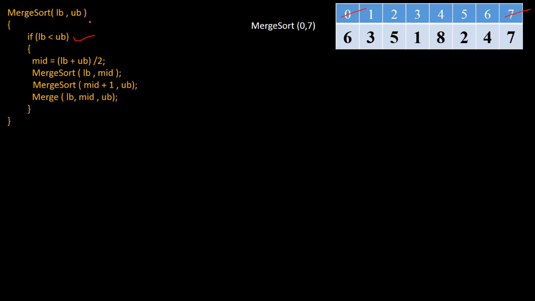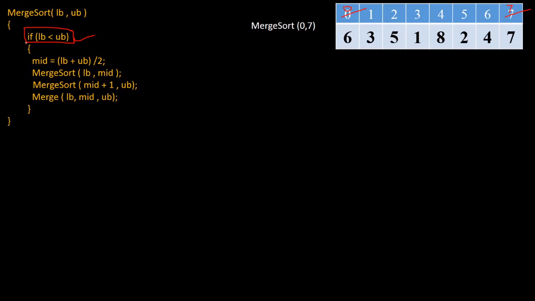Initially, what is your lower bound? It is 0. And what is your upper bound? Upper bound is 7. So we give the values 0 and 7 to merge sort. In this merge sort, we have an if to compare the condition. Why is this if there? Because only if this if is true are you going to divide the array. If this if is false, then you are not going to divide the array. Let us see why it is so.